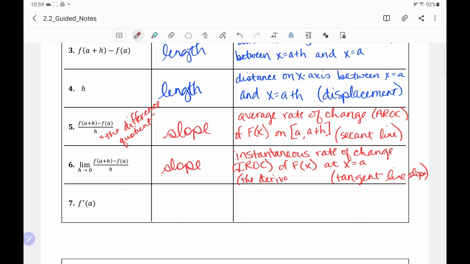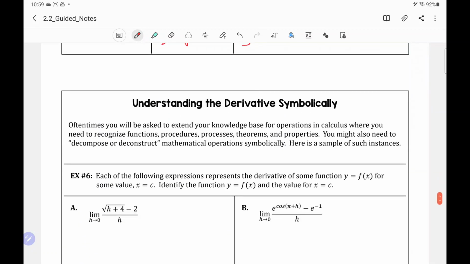That's the word that we're learning today. This is the derivative. And finally, f prime of a, that's also a slope. And the good news is we're going to say it's the same as number 6. They were testing us. Look, the limit as h goes to 0 of the difference quotient is f prime of a. We don't need to rewrite all of that. It's exactly the same. So let's go to our last page of notes for this lesson.